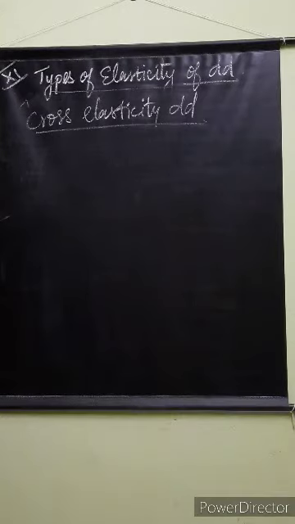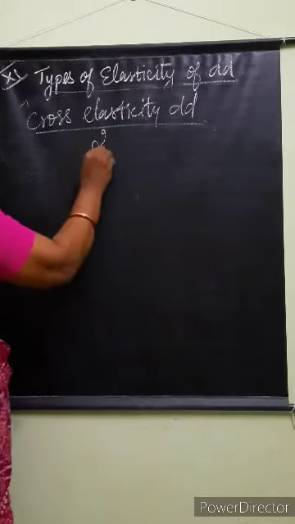That is cross elasticity demand. For example, car and petrol or two wheelers and petrol, pen and ink bottle. These are all complementary goods. Those are interrelated. So, if you want to calculate the cross elasticity demand, you should have two goods.